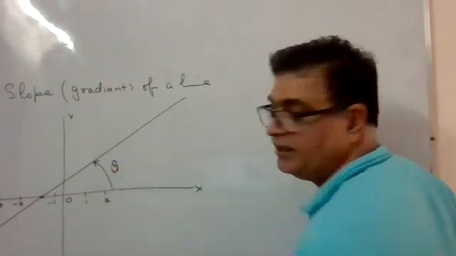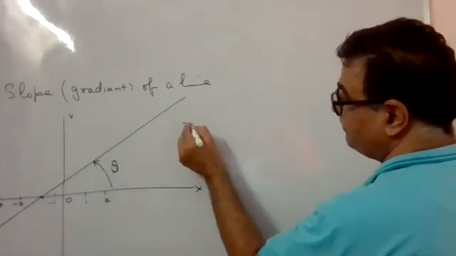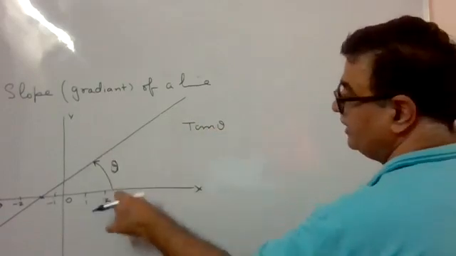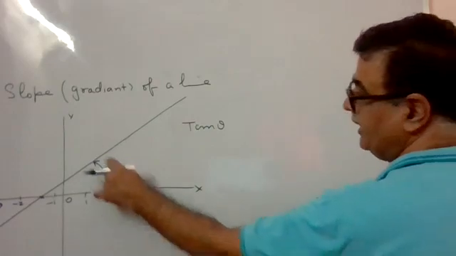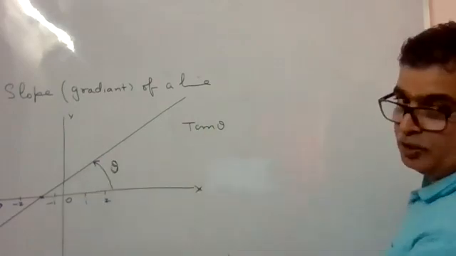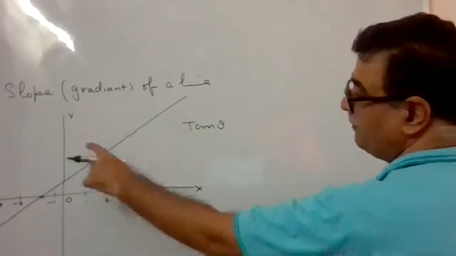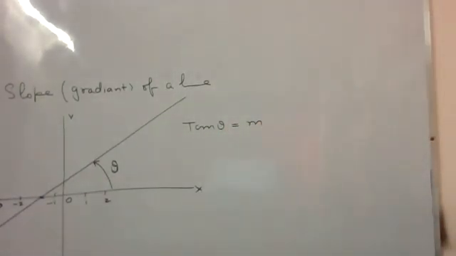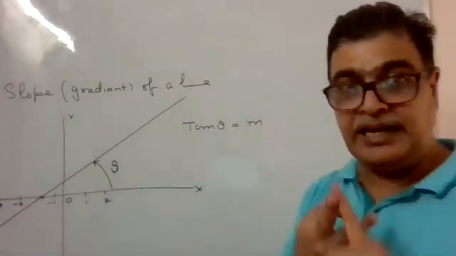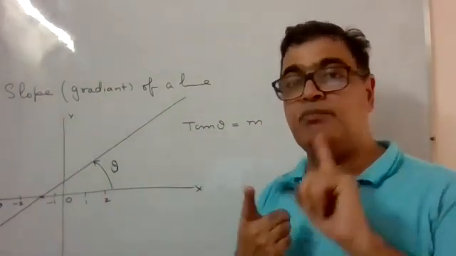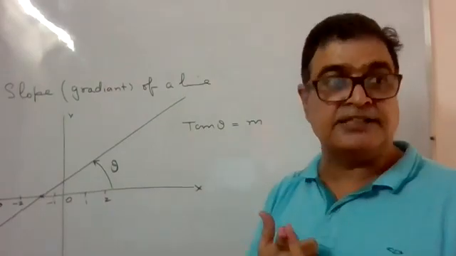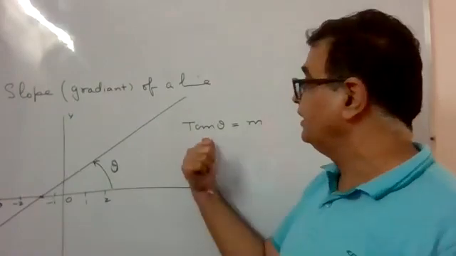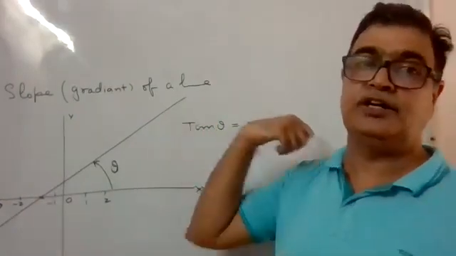This is your angle. If you take the tan theta of this angle here, the tangent of the angle this line is making, in the positive direction, that tan theta is called slope. Tangent of the angle which the line makes with positive x-axis in anti-clockwise direction is called slope of the line, denoted by m, or it is called tan theta.